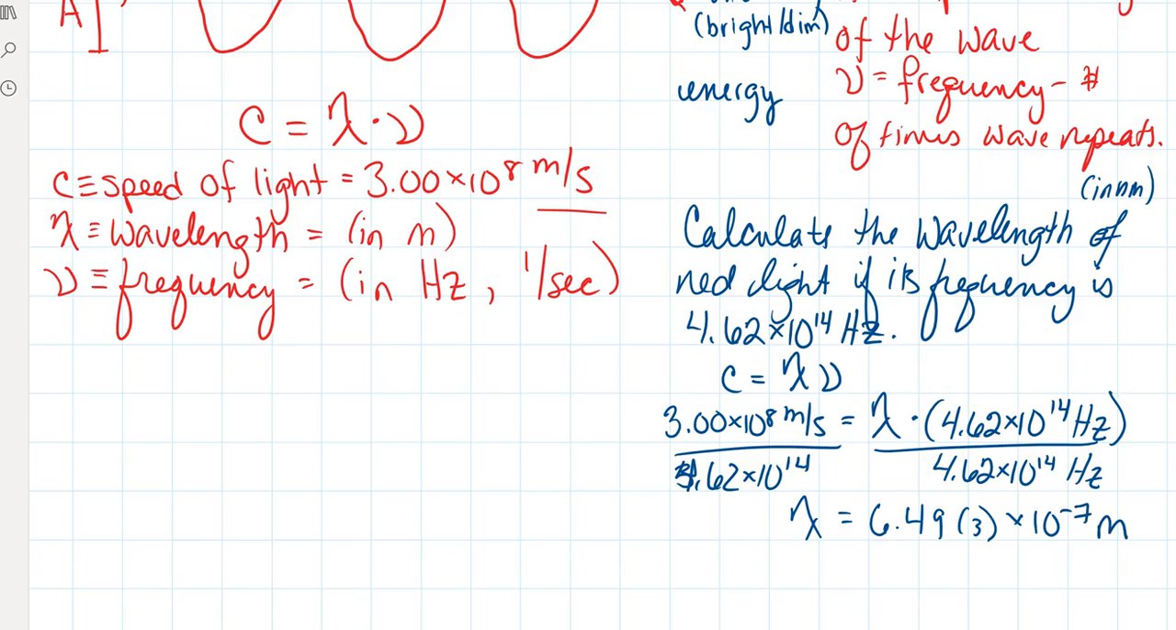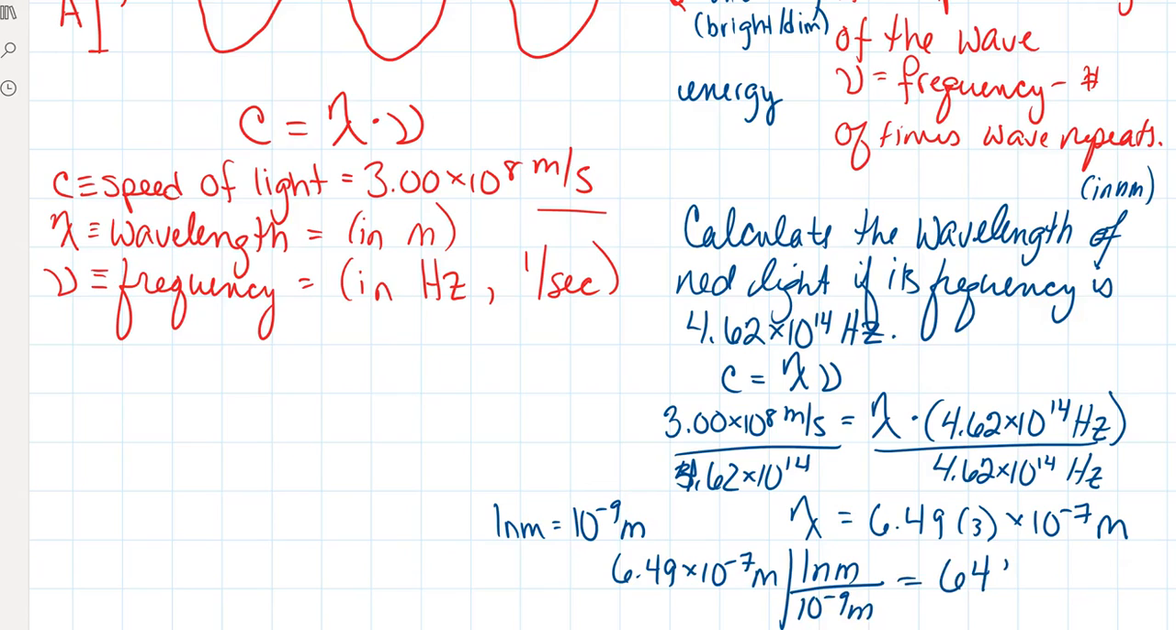So then I have to build my equivalent between meters and nanometers. 1 nanometer is 10 to the negative 9 meters. And so when I multiply this through and build my bridge, I end up with the value of 649 nanometers. And so that's really all there is to it.